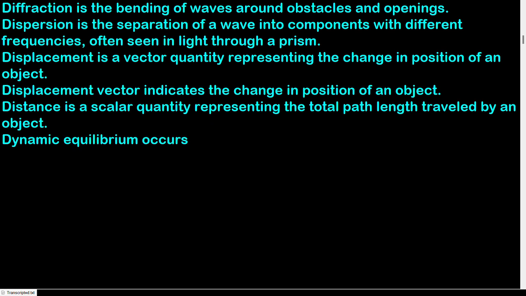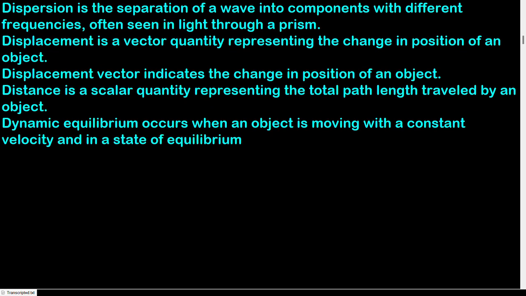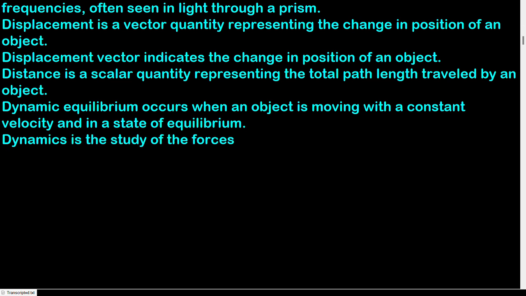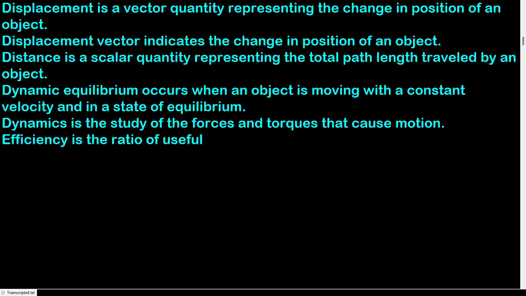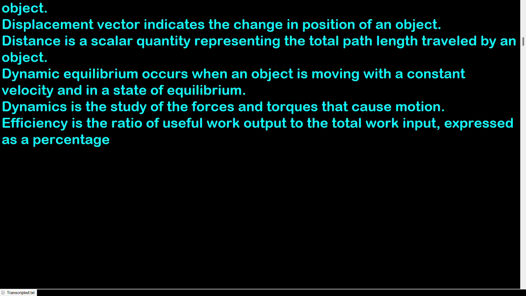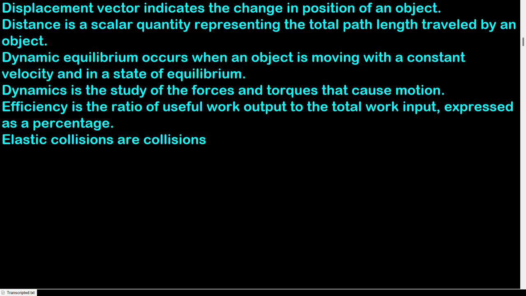Dynamic equilibrium occurs when an object is moving with a constant velocity and in a state of equilibrium. Dynamics is the study of the forces and torques that cause motion. Efficiency is the ratio of useful work output to the total work input, expressed as a percentage. Elastic collisions are collisions in which kinetic energy is conserved.